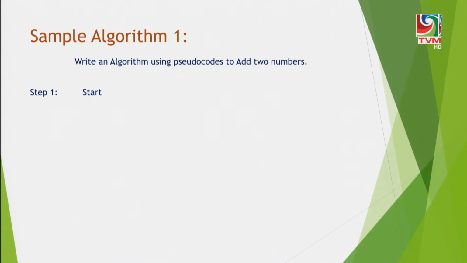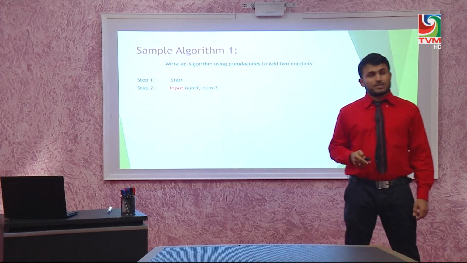In every algorithm, the first step will be start. Start will be your first step. So you can write step 1, start. And step 2, input num1, num2. As I told you on the previous slide, we have to give meaningful names. So num1 and num2 are meaningful names for the values. Num1 means the first value, num2 means the second value.